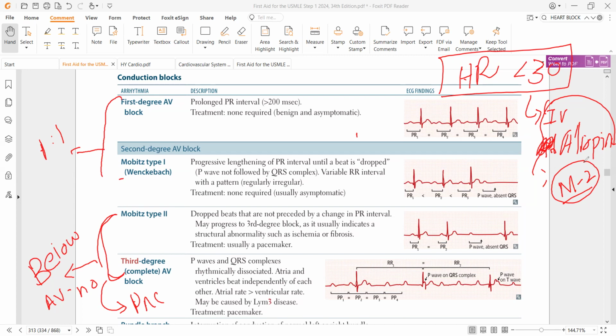So one more thing. This is again high yield. If the pathology lies within the AV node, these conditions can improve with exertion, with exercise. Exercise increases the sympathetic activity, right? So that's why these conditions improve with exercise or exertion. While Mobitz type 2 and third degree AV block worsen with exercise because the pathology lies below the AV node.